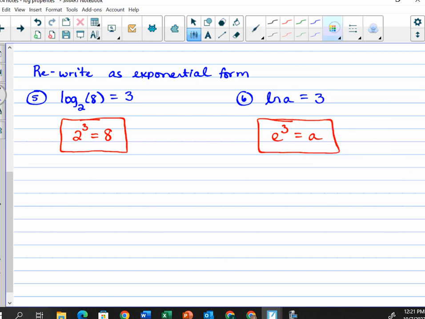We'll do a few more. Let's do log of 100 equals 2. Let me write 2 of them up here for you. Log base a of b equals c. Try both of those. Check in with your neighbor. Did you get them?